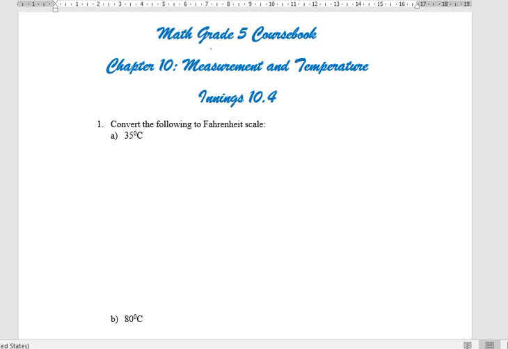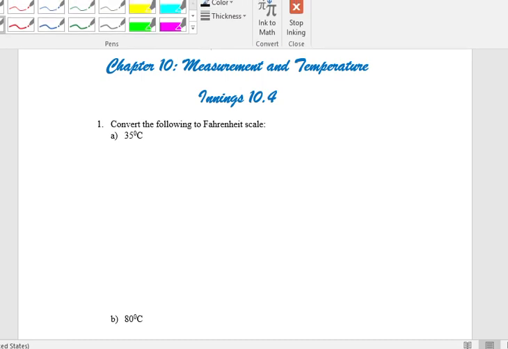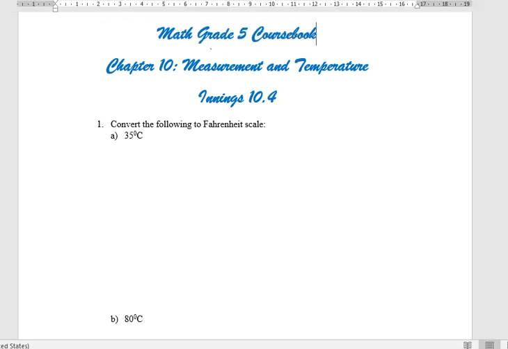So the first question is to convert the following Celsius readings into the Fahrenheit scale. The formula for that is, let me write the formula. The formula for Fahrenheit is F equals degree in Celsius into 9 upon 5, and we have to add plus 32 degrees. So this is the formula.